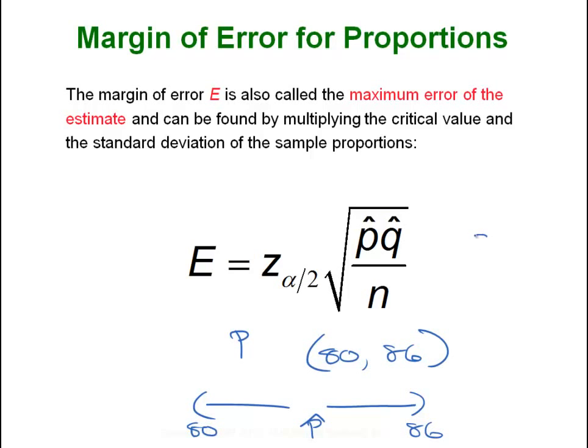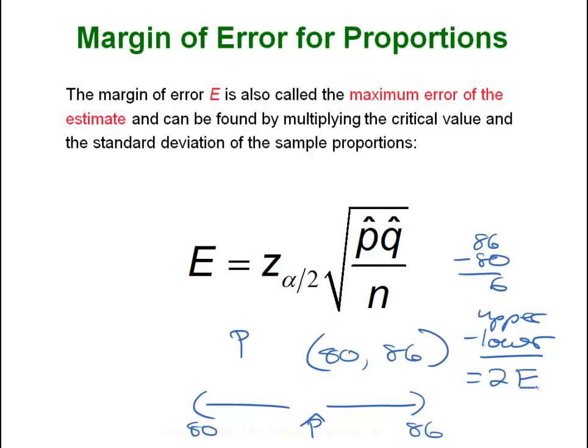Well, isn't it just 86 minus 80, right? So it's just the upper bound minus the lower bound. And that gives you 2 times your E, right? That gives you the whole distance. So if you want E, don't you just divide that by 2? So you take the distance, which is 6, you cut it in half, and that tells you your E is 3. You went plus and minus 3 in both directions.